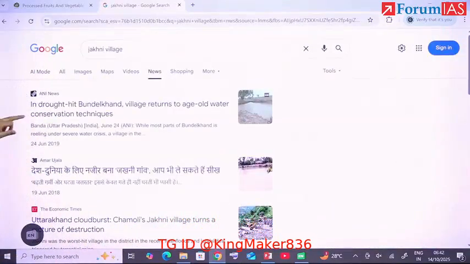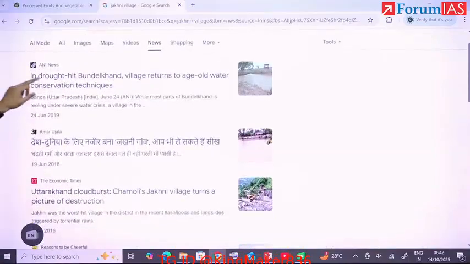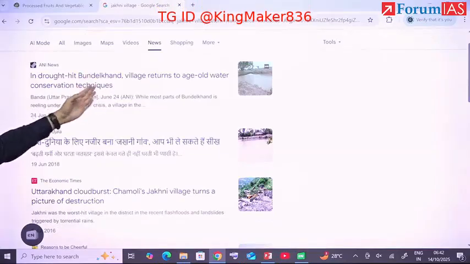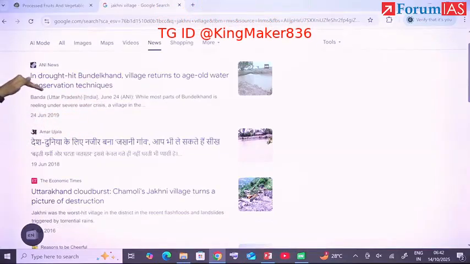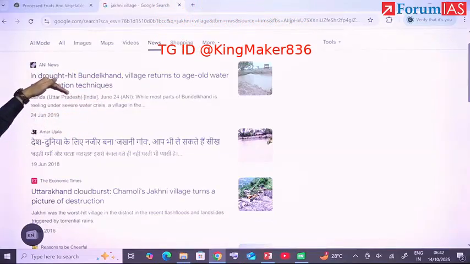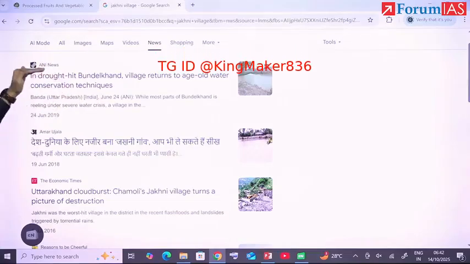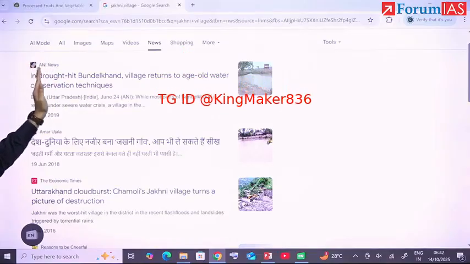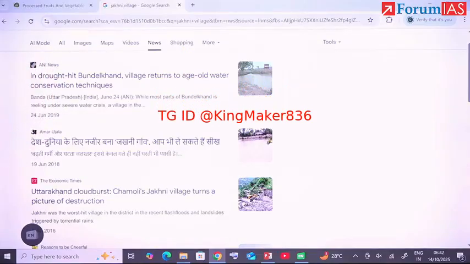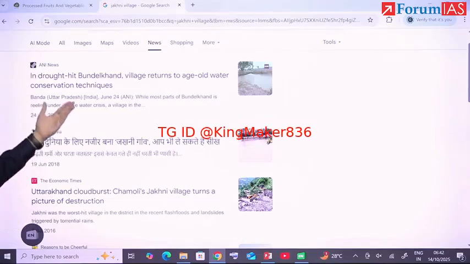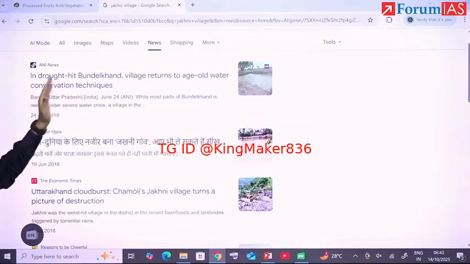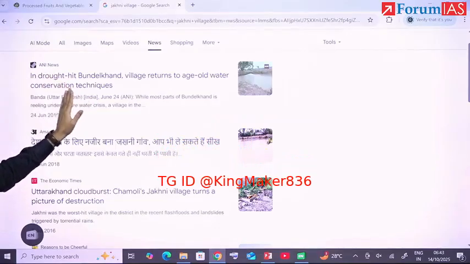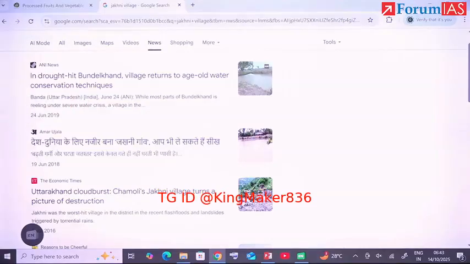Can you see here? This is a case study which says in drought hit Bundelkhand region, village returns to age-old water conservation techniques. And this village was earlier a drought prone village. It used to face repeated droughts. From a drought prone village, now it is growing basmati rice. And you must understand, growing basmati rice is not that easy because it's very water intensive. So that is one case study that you can write.